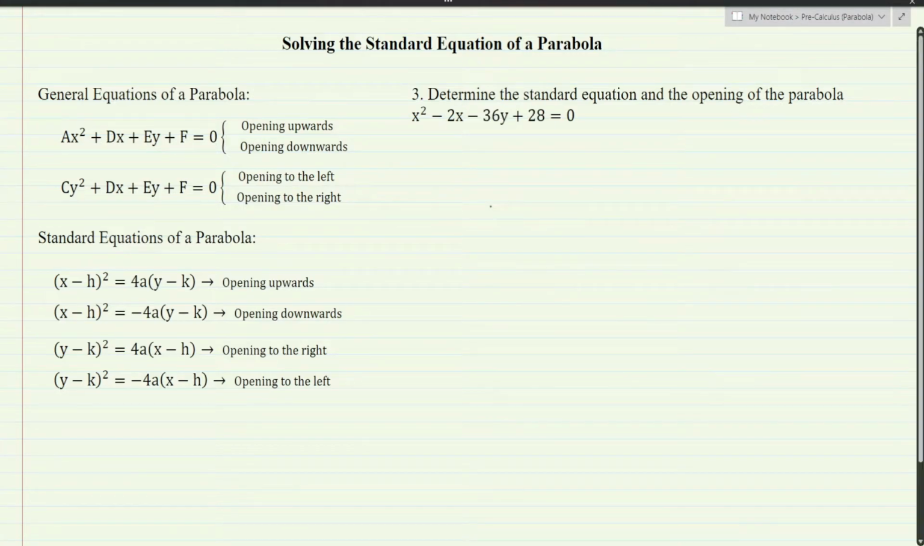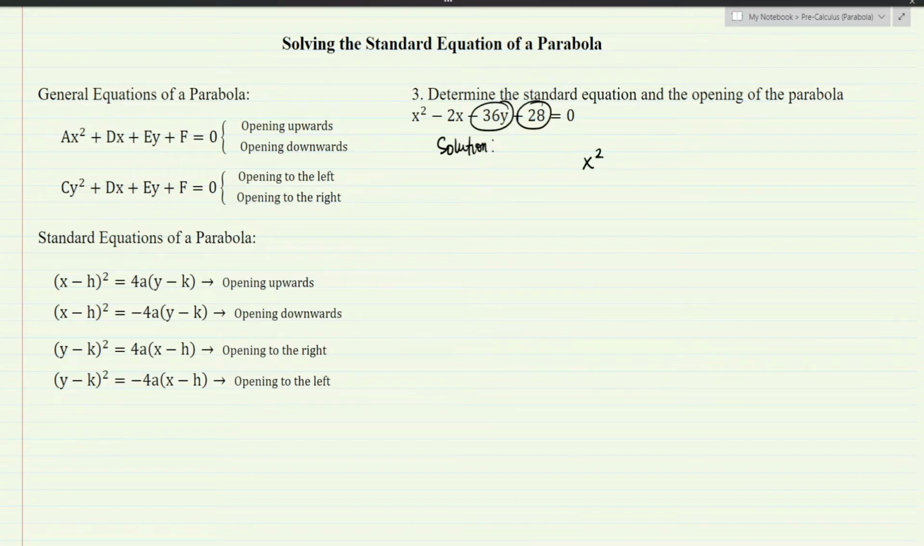So problem number 3, we have the equation x squared minus 2x minus 36y plus 28 equals 0. Now to start, the terms that we will be transposing here are negative 36y and positive 28, so that we can perform completing the squares on x squared minus 2x. So I will have here on the right side positive 36y and negative 28.